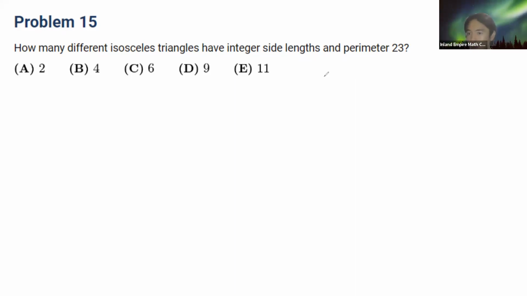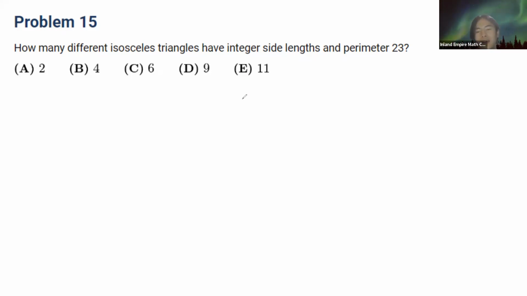All right, okay, then I will go ahead and share how I would solve this question. So obviously you can just count, right? Because isosceles triangles, by definition, two of their sides are equal, right? So you can just tamper with the third side.